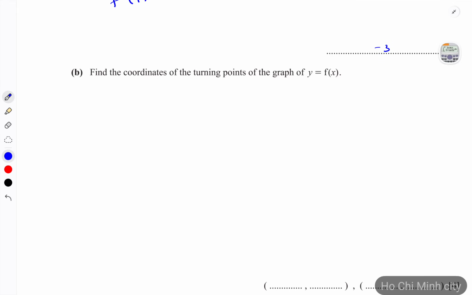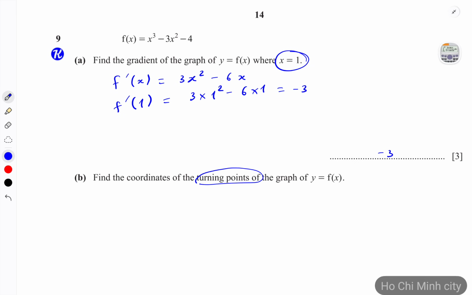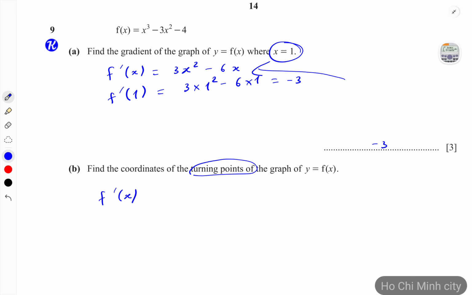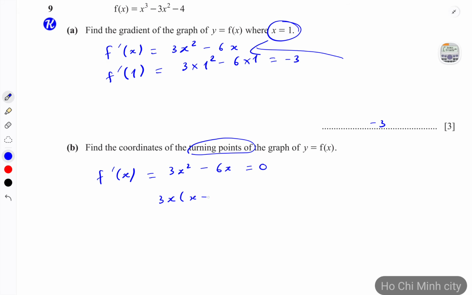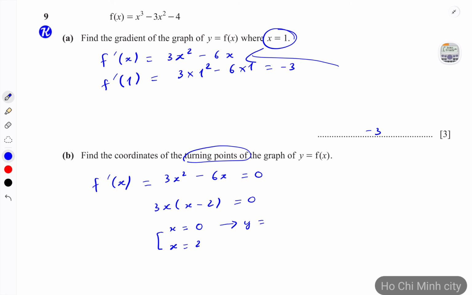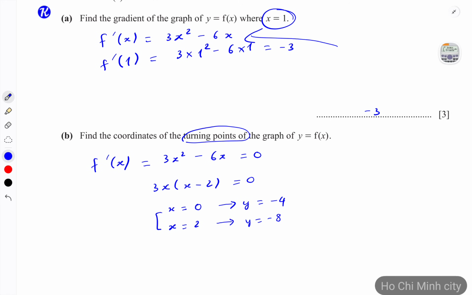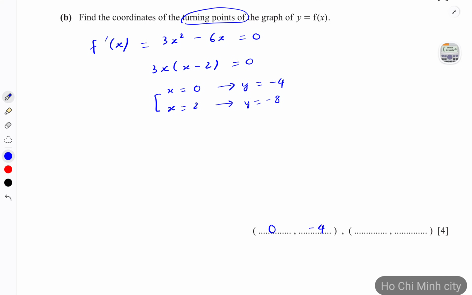Find the coordinates of the turning points of the graph of y equals f of x. All right, so when we talk about the turning points, it is very crucial to work out the first derivative, which is this one, and then put it equal to 0. So we have 3x squared minus 6x is 0. Then factorizing, we have 3x, x minus 2 is 0. So x is 0 or x is 2. So when x is 0, then y is negative 4. And when x is 2, then y is negative 8. Then we would have the coordinates of the two turning points, that is 0, negative 4, and 2, negative 8.